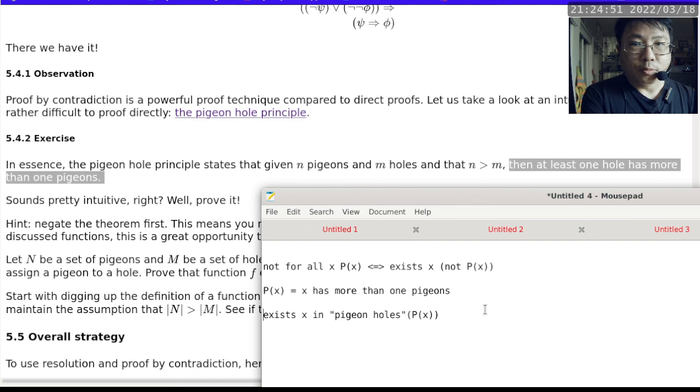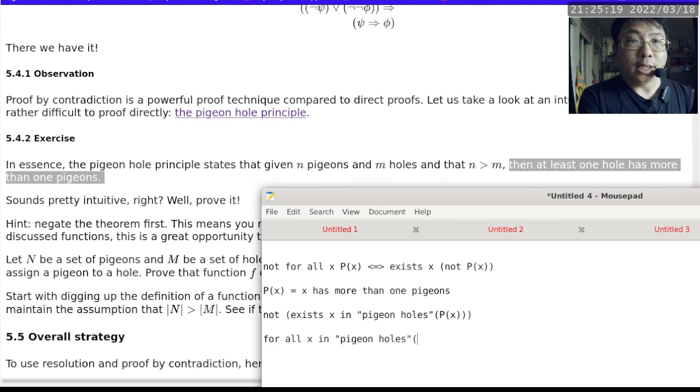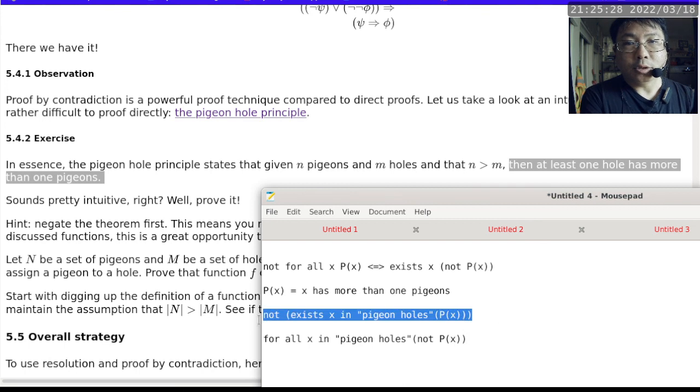So now the question is, what if we want to negate it? Because that's the first step of proof by contradiction. By negating the quantified expression, the first thing is you change the existential quantifier into a universal quantifier. So now it becomes for all x in pigeonholes. Then you negate whatever the predicate is in the original one. So this is the negation. These two are the same. This expression here is exactly the same thing as this expression over here.